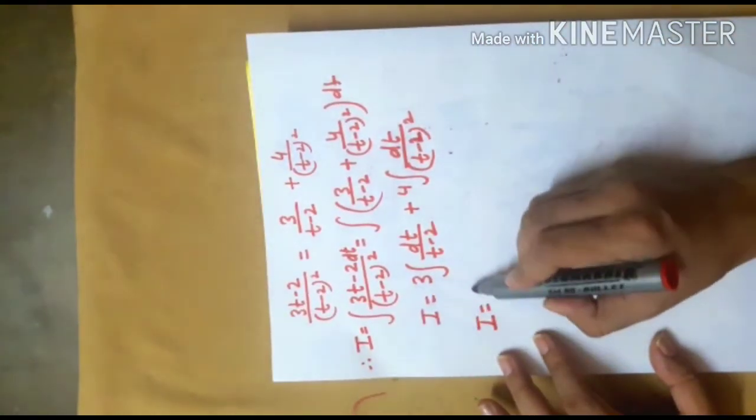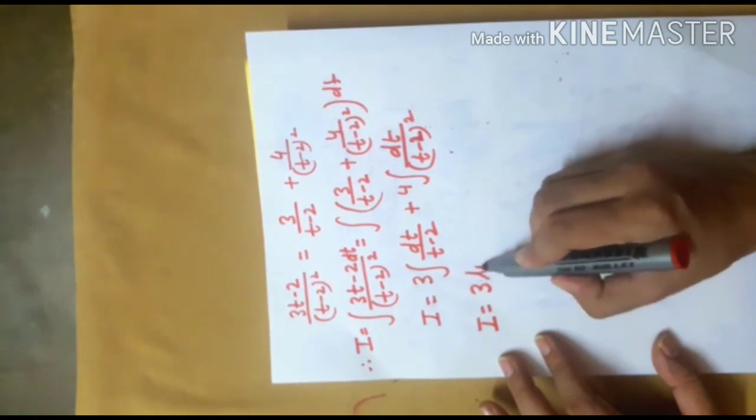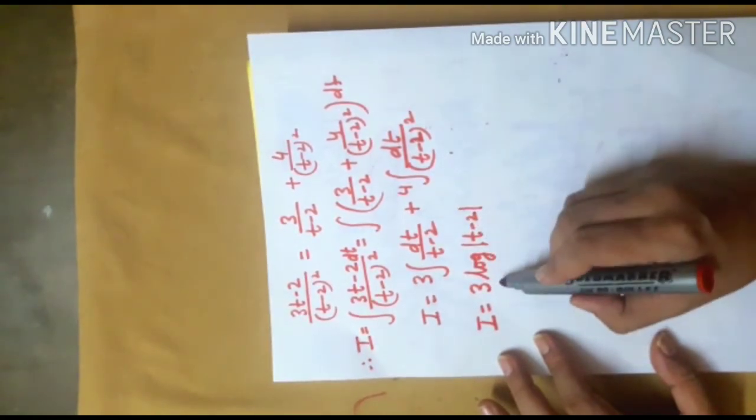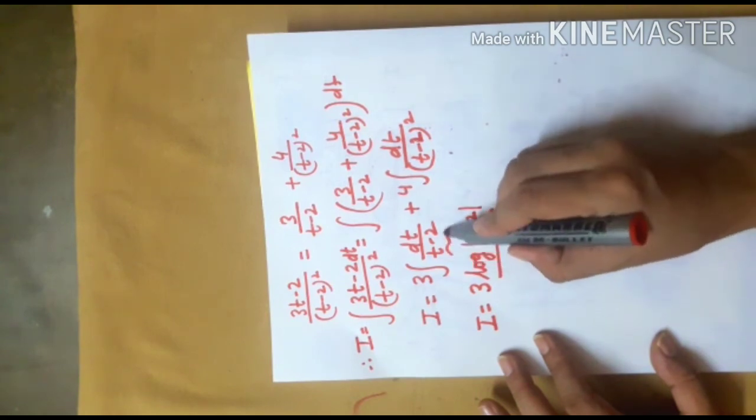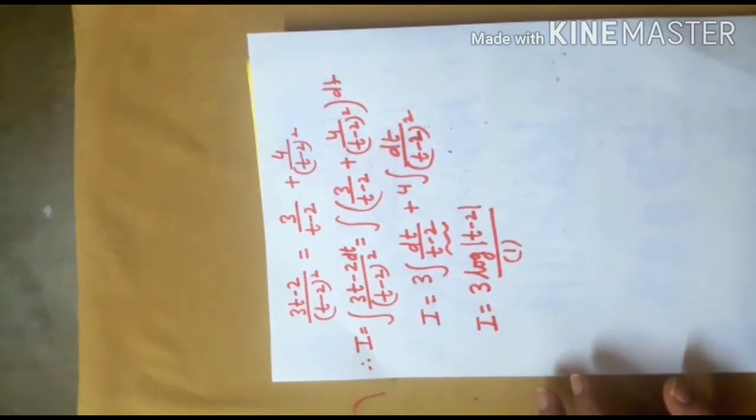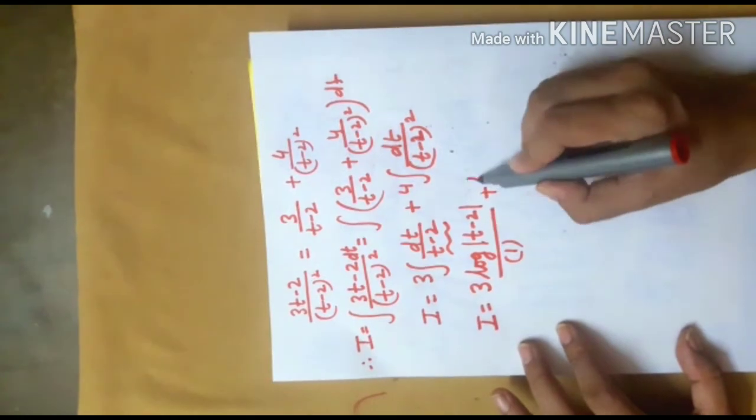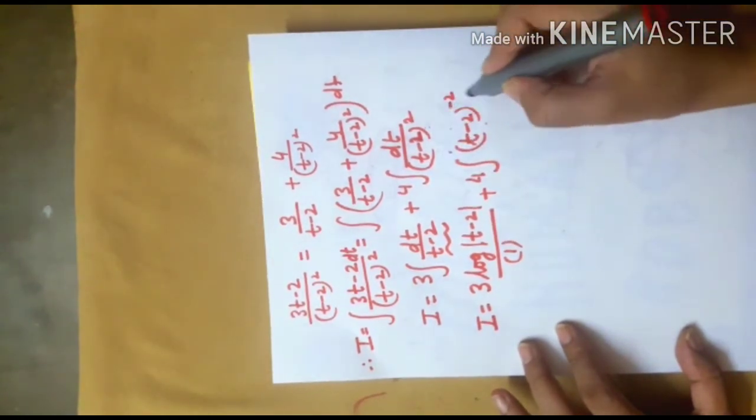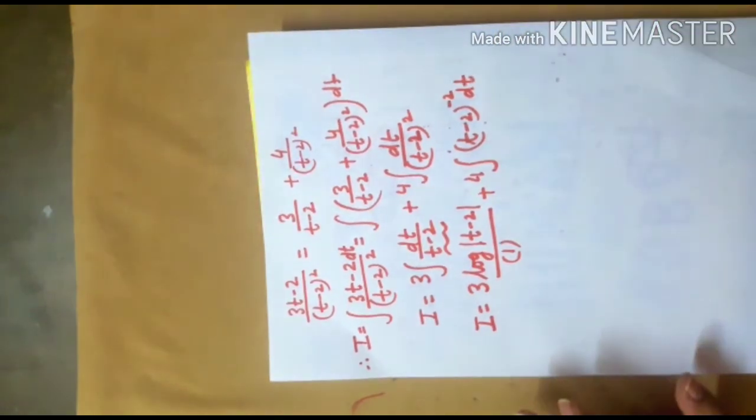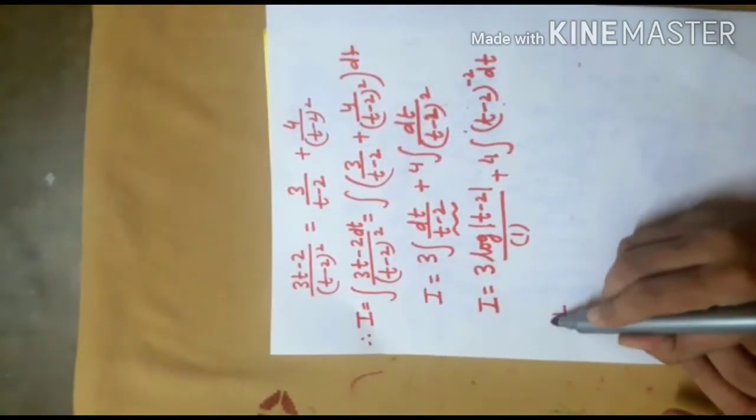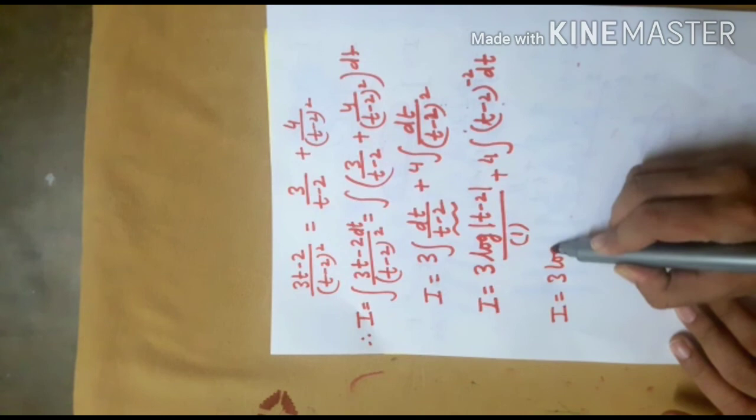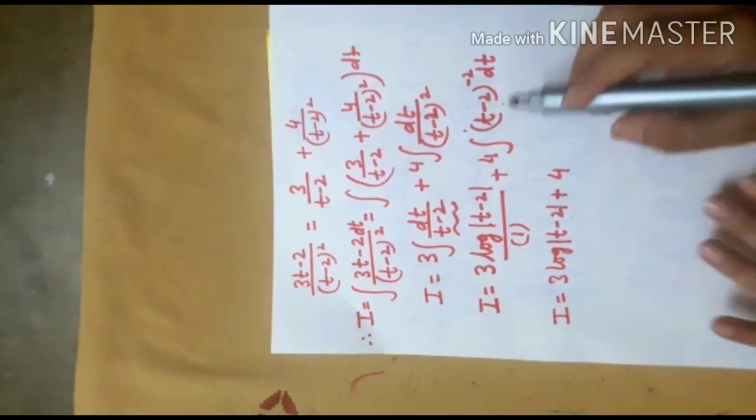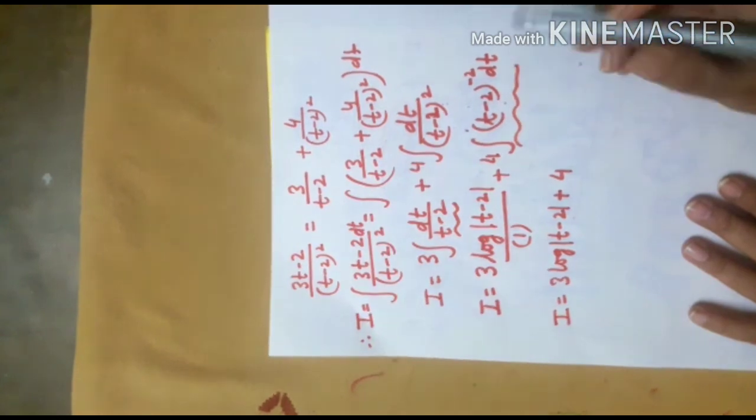I will be equal to 3. This integral is log of mod t minus 2. It's a natural log divided by derivative of t minus 2, which is 1. This integral can be written as t minus 2 raised to the power minus 2 dt. So I will be equal to 3 into log mod t minus 2 plus 4. Yes, we need to evaluate this integral.